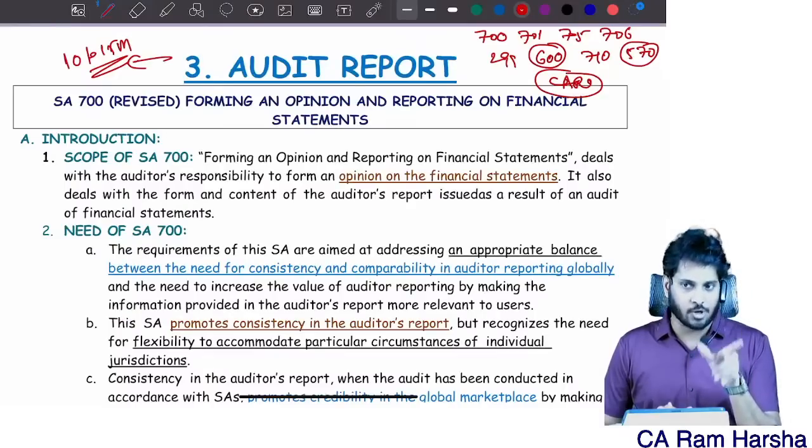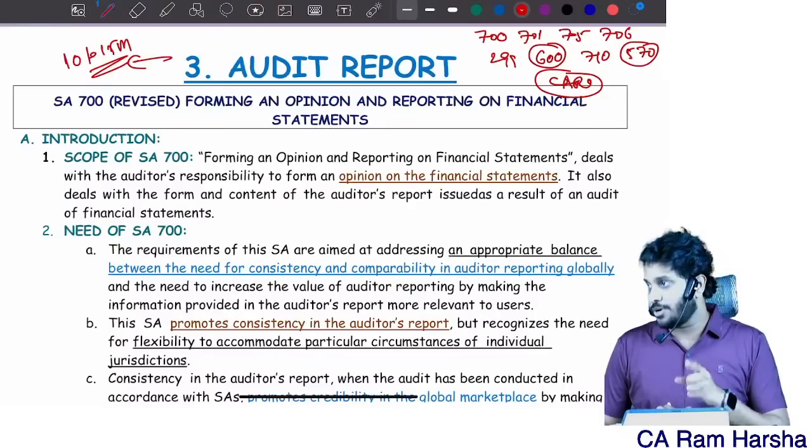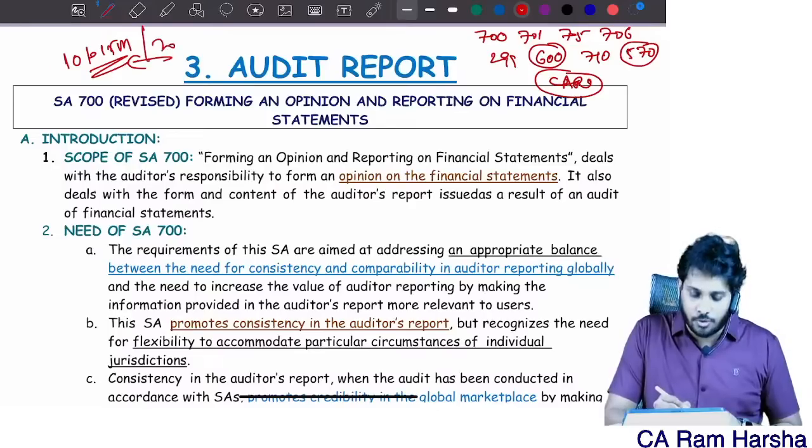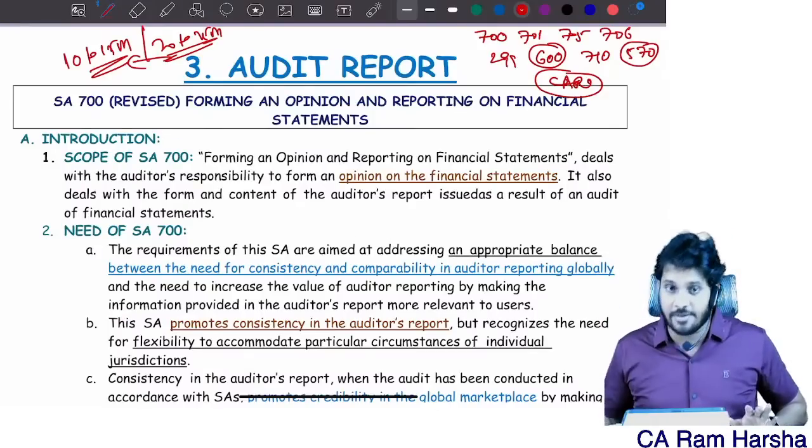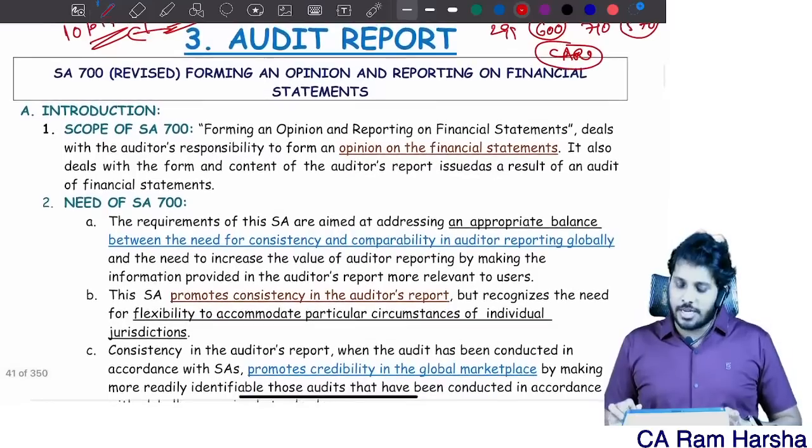Minimum weightage of chapter number 2. Now this is chapter number 3, audit report, 10 to 15. Sometimes the weightage will go up to 20 to 25 marks also. Fine. So what is the objective here?